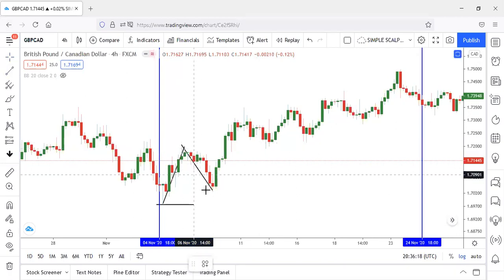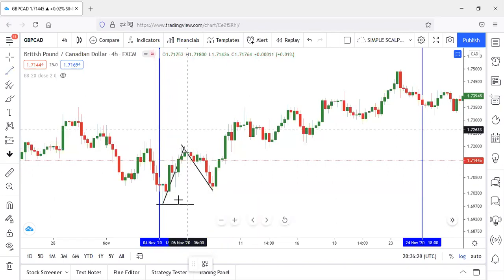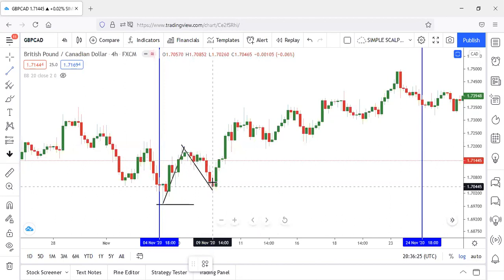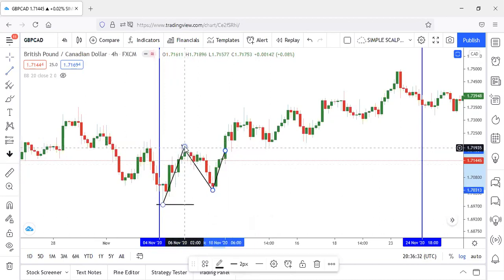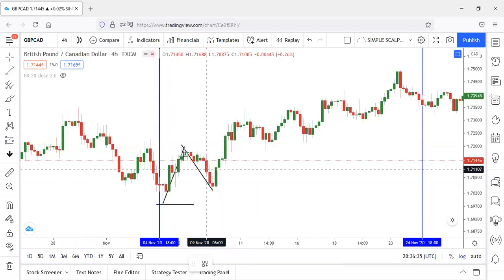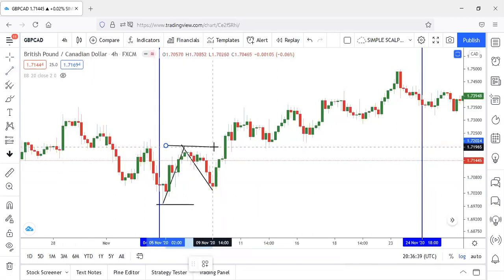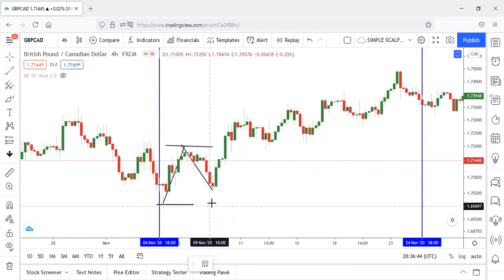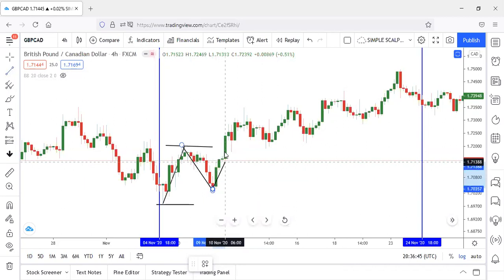Now, this is it. We already have a pullback. Having an impulsive leg and a pullback does not mean the market is going up. No, it does not. Until this place, this high, because this is the last high, gets broken with another impulsive move, that is when we can be sure that yes, an uptrend has started.